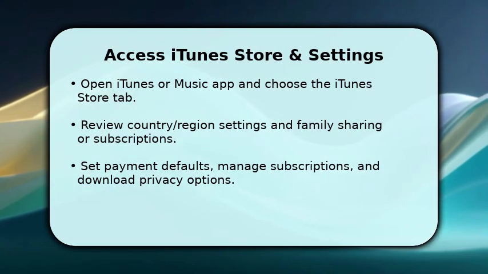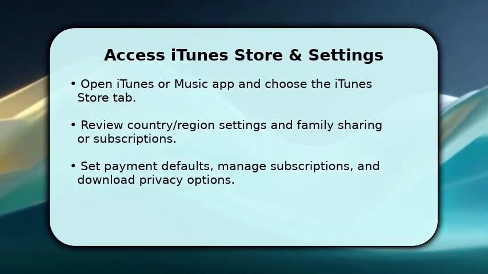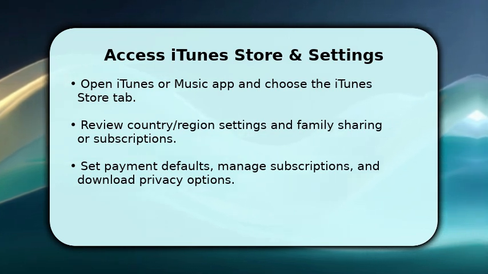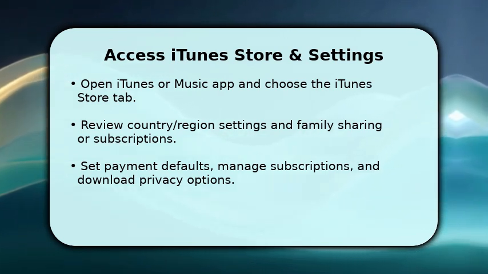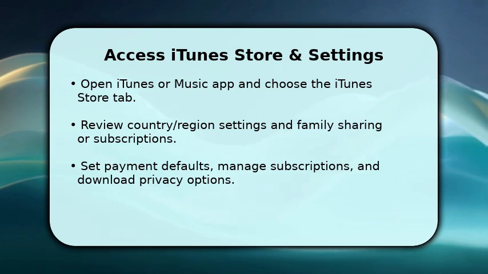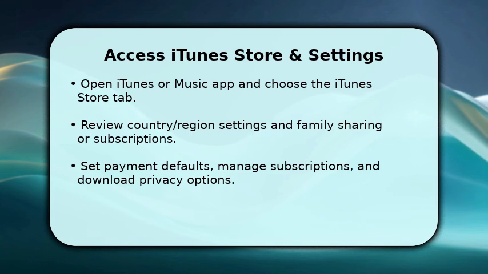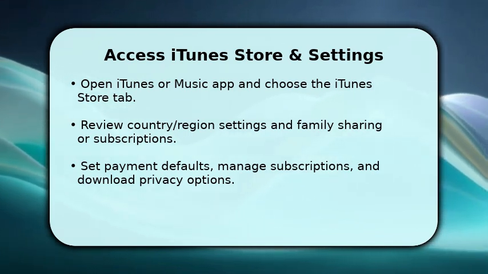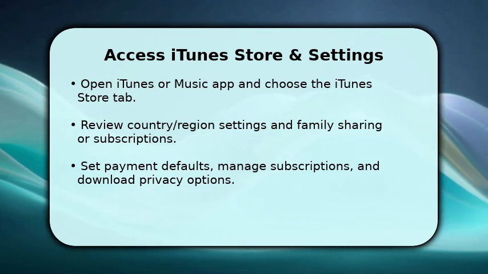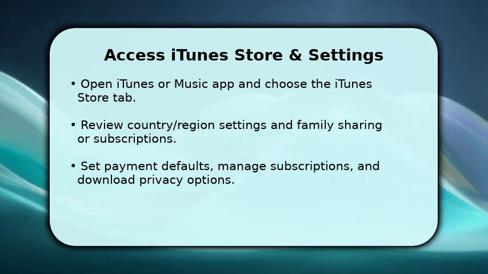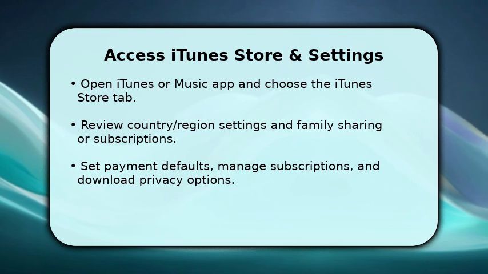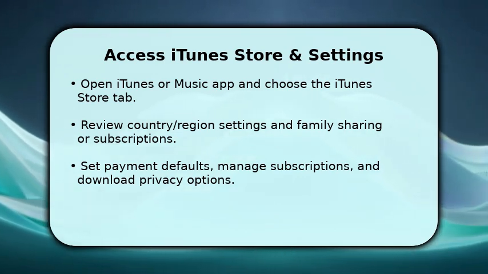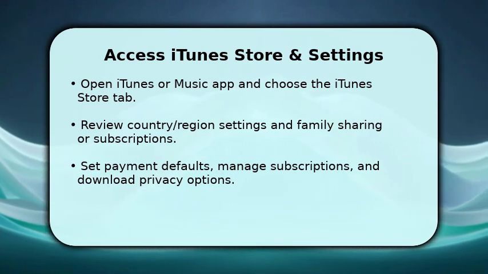You now open iTunes or the Music app and go directly to the iTunes Store tab to begin. Next, check your country or region setting. This changes available content and payment rules, so adjust it if needed. Then configure family sharing or subscription settings to control purchases for others on your account. Make sure to set payment defaults and review subscription billing cycles, because this prevents unexpected charges. Once configured, you can browse and queue purchases with confidence.